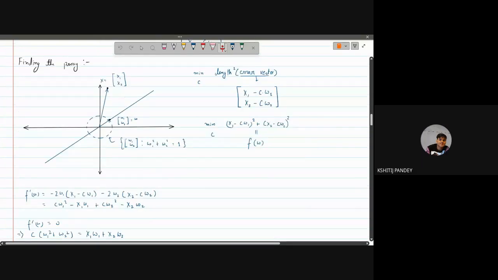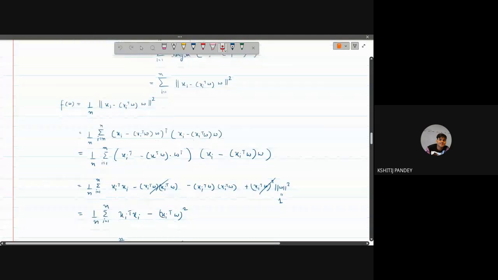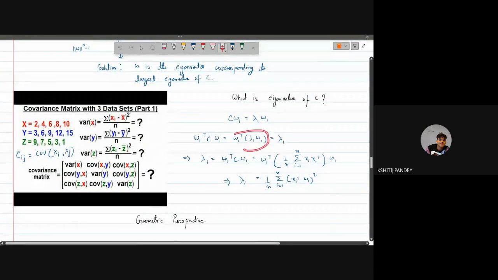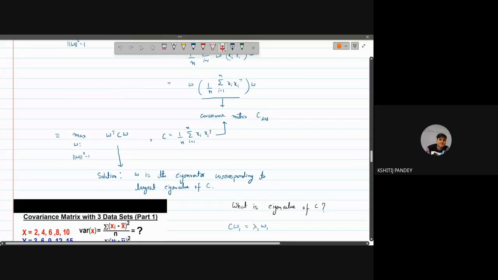It is basically a representative of the line, no matter what the length is. So for our simplification, we take W such that the norm is 1. So now this quantity is equal to your lambda 1. So W1 transpose C W1 is equal to lambda 1, and this is the optimization problem in our hand, right? This is the optimization problem.